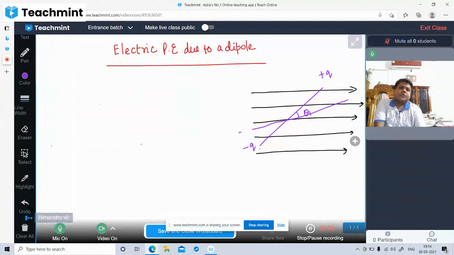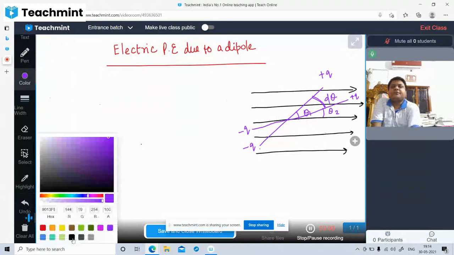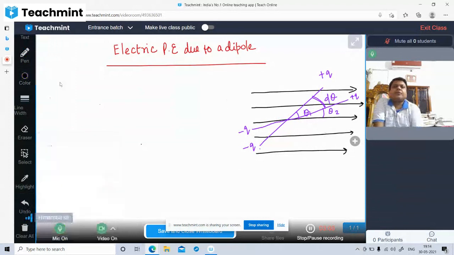Here it is minus q, here it is plus q. The movement is made by application of torque, and so there is a small angular displacement, that is d theta. Now let's approach the derivation.